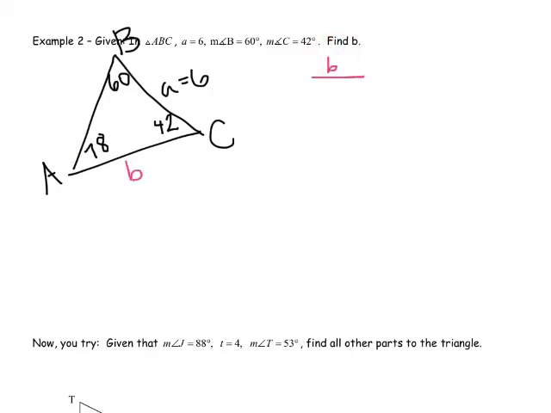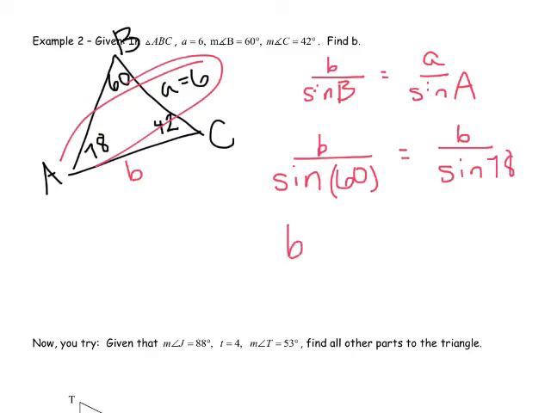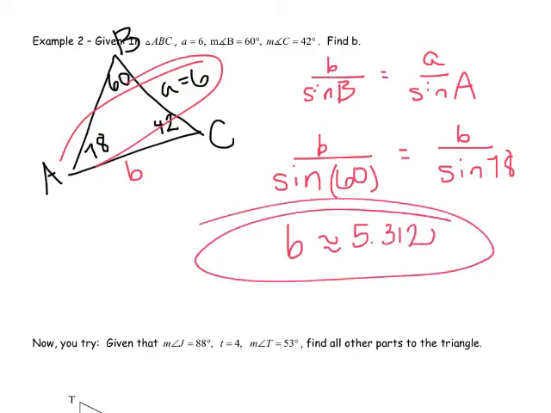And if it wants me to find b, then I'm going to do b over sine B equals, and I have to use the pair that I know, so that's the a pair, so that's a over sine A. So b over sine, don't forget the sine, it's really, really important. So b over sine 60 equals 6 over sine 78. And if you cross multiply here, you find that b is 5.312. Okay, and that's it for today.